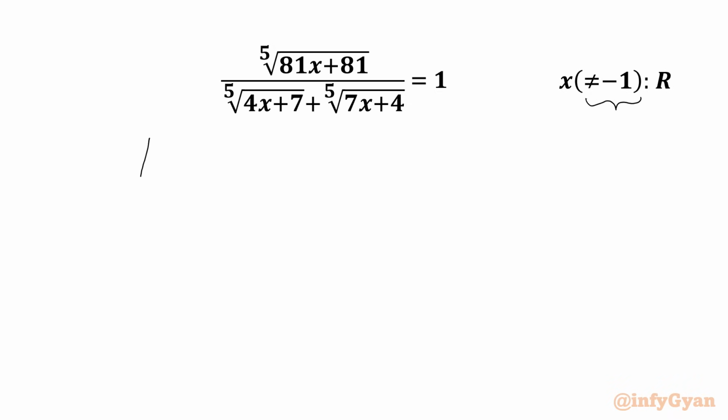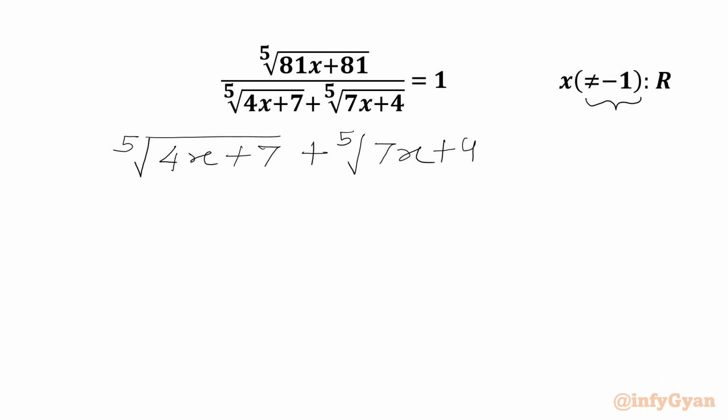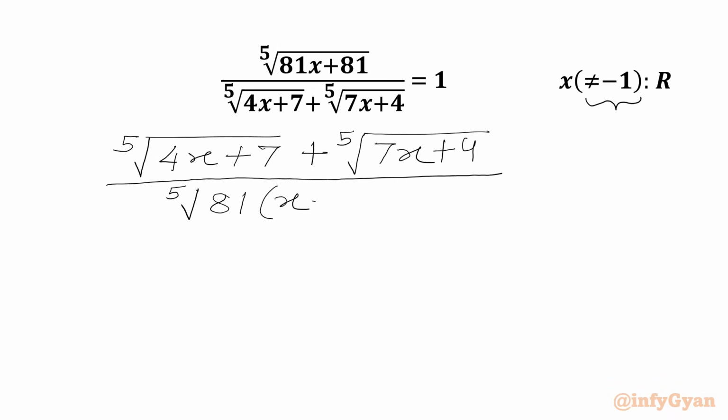So we will write fifth root of 4x plus 7 plus fifth root of 7x plus 4 over fifth root of 81 times x plus 1, after taking 81 common out, and in RHS switching off 1 over 1 will give us value 1.